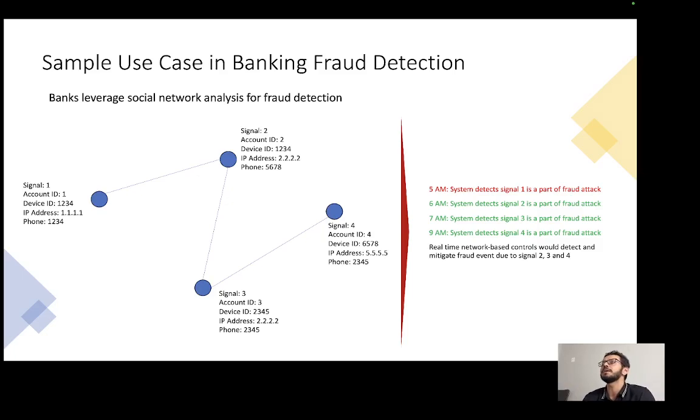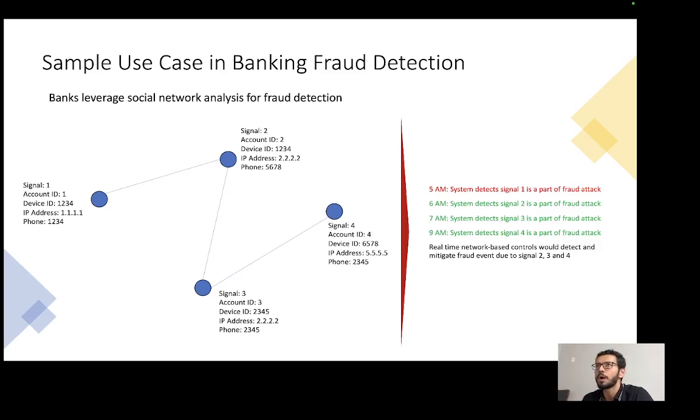So let's take a look at one of the sample use cases in banking fraud detection. On screen again, you have 4 different signals. Let's say this is signal 1, 2, 3, 4, and these signals are coming in at different points in time. Let's say signal 1 is coming at 5 a.m. in the morning, signal 2 at 6 a.m., signal 3 at 7 a.m., and signal 4 at 9 a.m. And all of these signals are being processed by your bank.